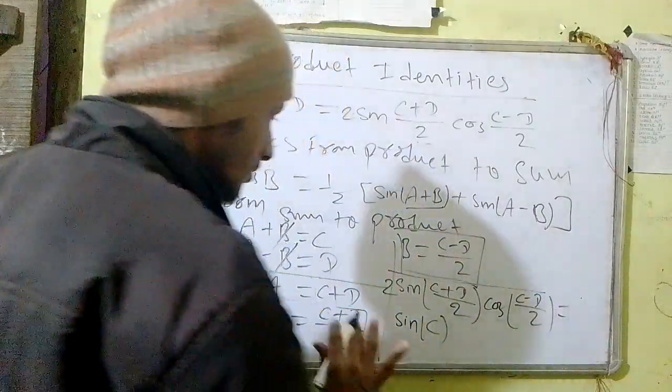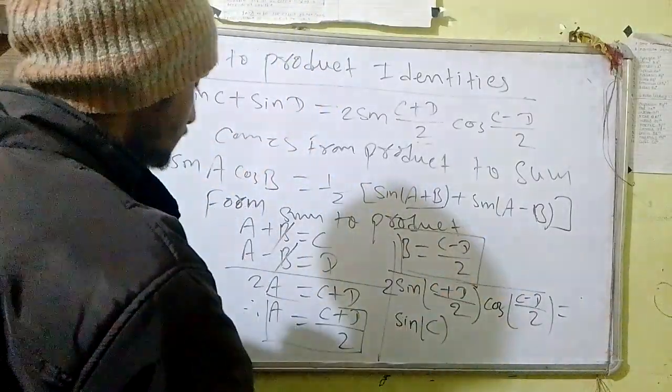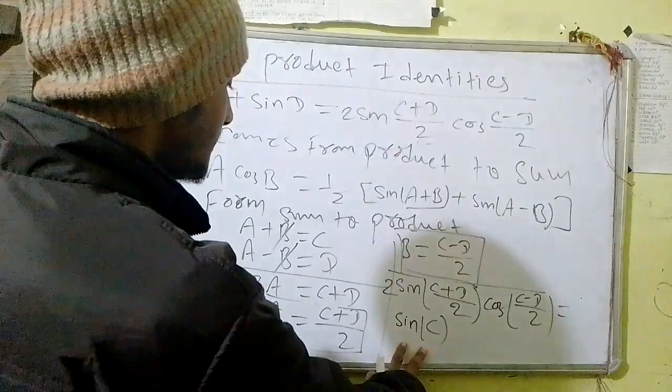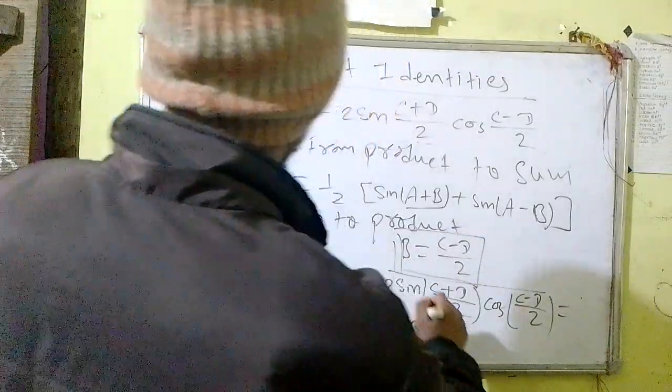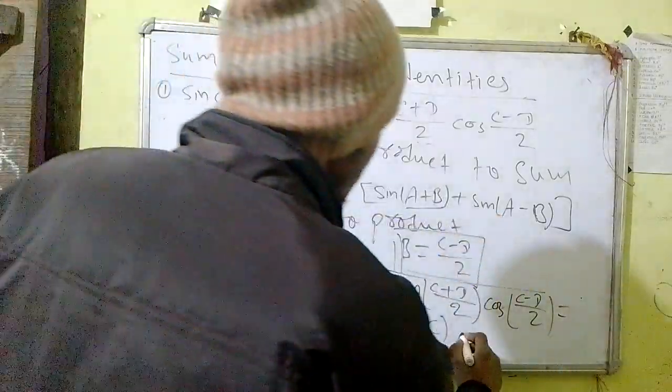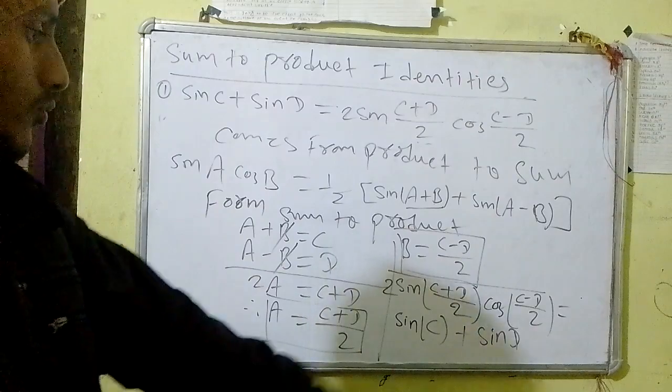What is correct when I talk about this? Sine C plus sine D. Does that make sense? Because sine C plus sine D. So what does it mean?